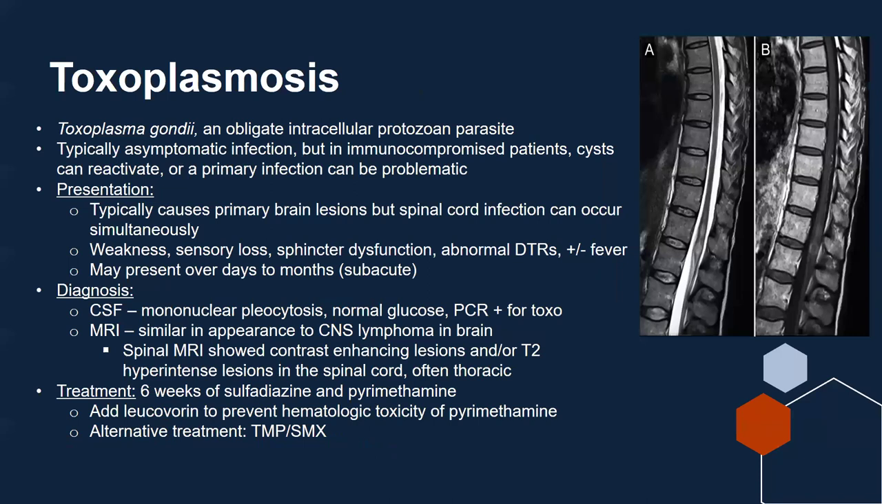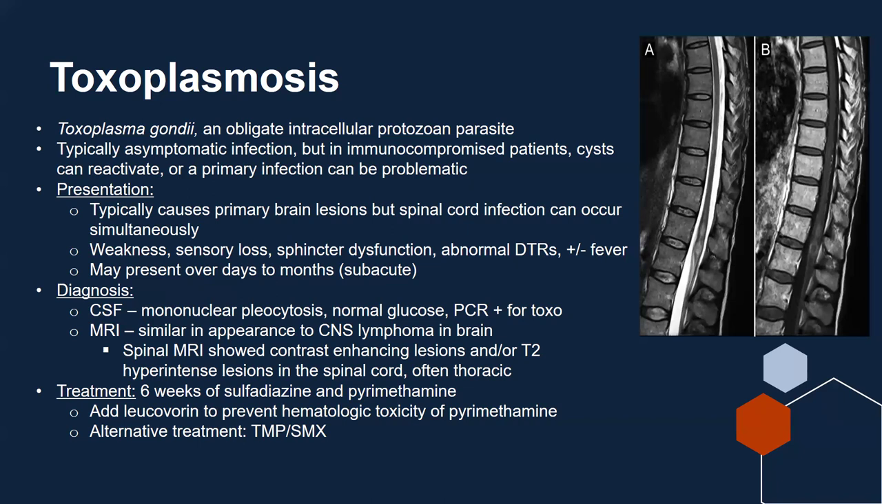Toxo is another parasite that can cause scattered spinal cord lesions. It's an obligate intracellular protozoan parasite, and usually patients are asymptomatic, but when they become immunocompromised, the cyst can reactivate or a primary infection can become detrimental. Patients most commonly have brain lesions, but similar to what we just said, spinal cord involvement can also occur simultaneously with brain parenchymal involvement. Patients may have weakness, sensory loss, sphincter dysfunction, abnormal DTRs, and they may or may not have fever. The presentation overall is quite subacute in nature.